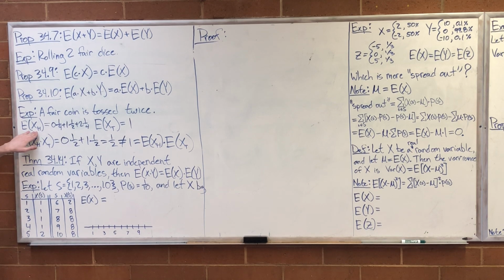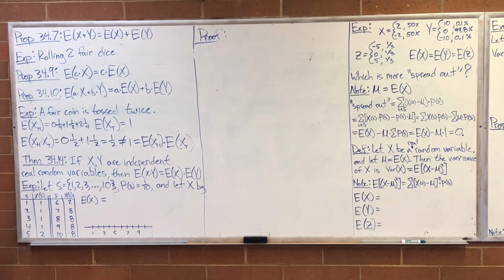Okay. This is the number of heads. What's the probability that I don't have any heads? 1/4. What's the probability that I have 1 head? I can have a heads and a tails, or a tails and a heads. That's 2 of my 4 possible outcomes. What's the probability that I have 2 heads? 1/4. But the 0 times 1/4 doesn't count, so I have 1 times a half, plus 2 times a fourth, which is a half. A half plus a half. Okay, I get it now.